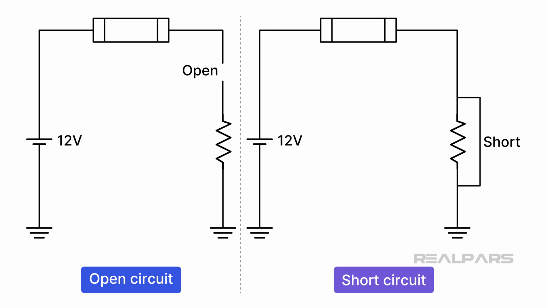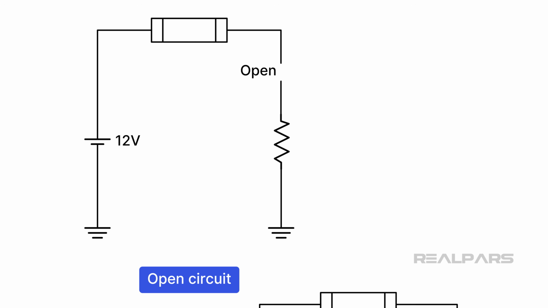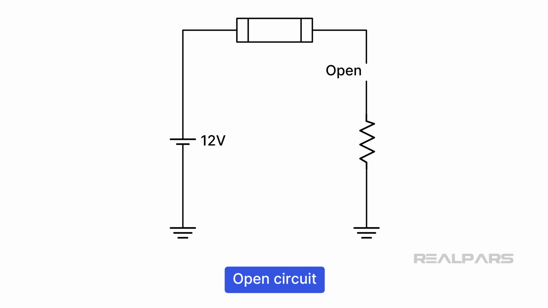The two most common electrical faults are open and short circuits. The most commonly misused fault description is a short circuit, as in, it's not working, so there must be a short somewhere.